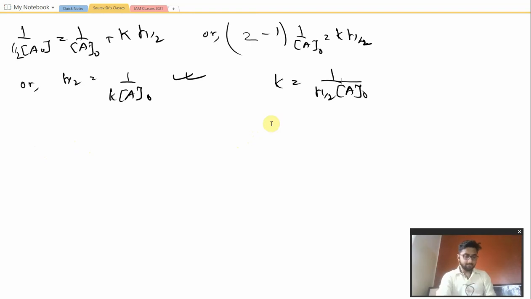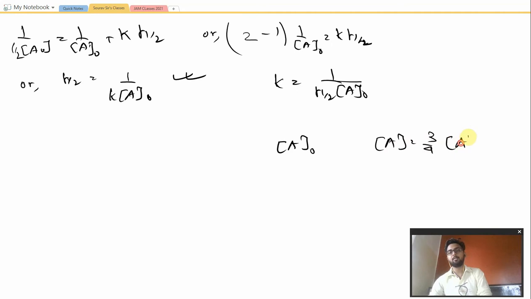So the time required to reduce the initial concentration by a factor of 1 by 4 will be as follows. The initial concentration is taken to be A naught. Then the reduction is 1/4 of the initial concentration, so the final concentration would be 3/4 of the initial concentration. Okay, 1/4 has been reduced, 3/4 is left.